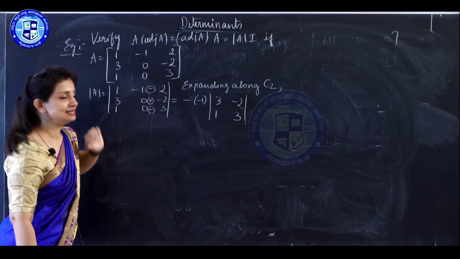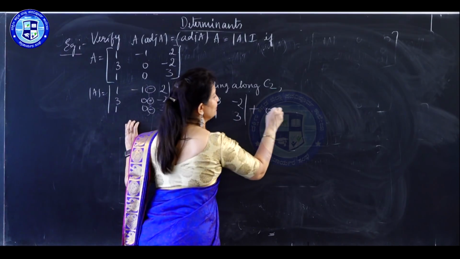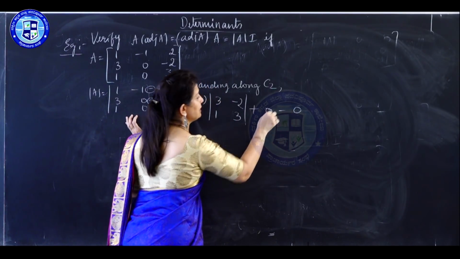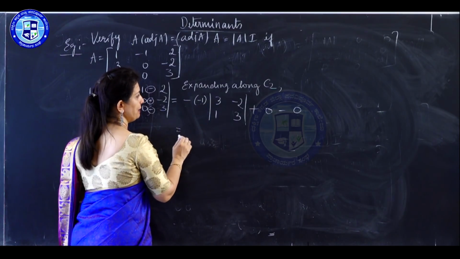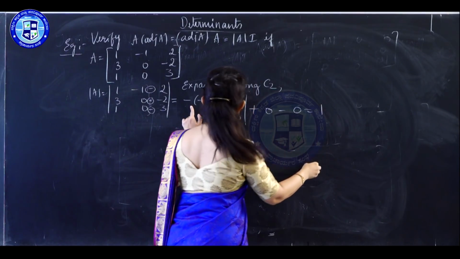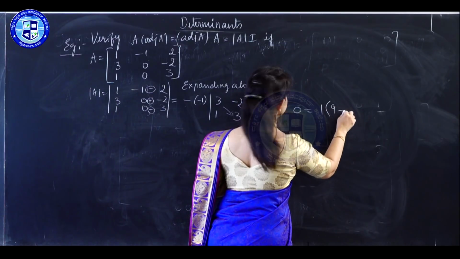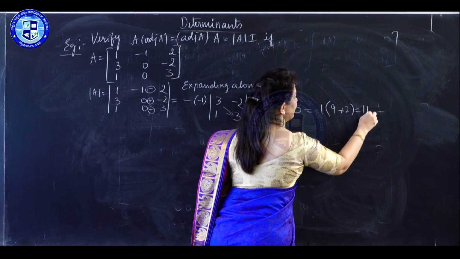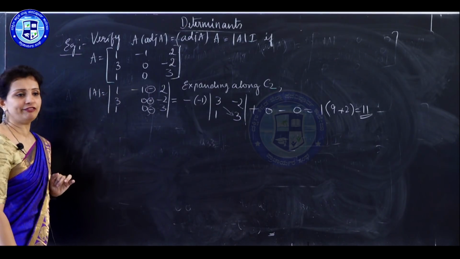Next two elements are 0, whatever the signs over here. So it is plus 0 minus 0, you will get 0 itself. Okay. So it is minus of minus plus. So I write here minus of minus plus 1 into cross multiply 3 into 3, 9 minus minus 2 is 11. So delta or determinant A is equal to 11 we got.